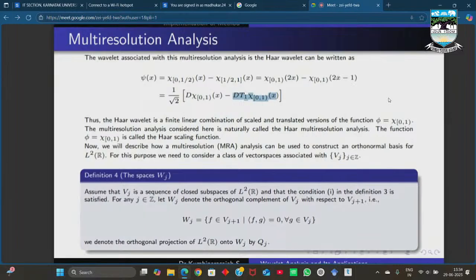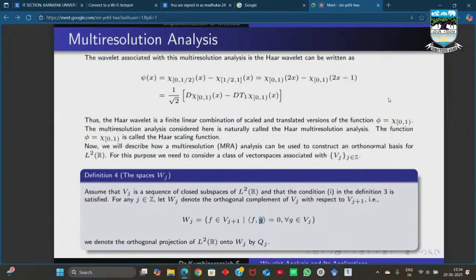Here I am creating, for every Vj which is a closed subspace of the Hilbert space, one more space Wj, which is the orthogonal complement of Vj with respect to Vj plus 1. That means if any function belongs to Vj plus 1, then its inner product with any function from Vj must be 0. Then only Wj will become the orthogonal complement of Vj.